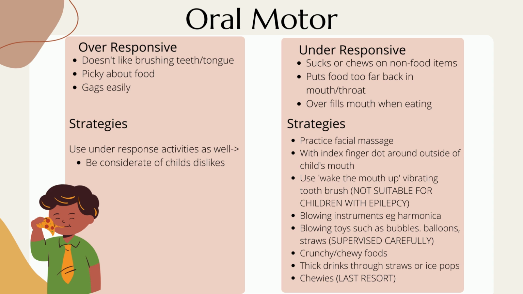Blowing instruments such as a harmonica or recorder, and blowing toys such as bubbles and balloons under supervision, can be another great tactic for children who are under and over responsive to oral motor. Feed your child crunchy or chewy foods where possible. You can keep it nice and healthy, like raw carrots or cereal bars. Children may also enjoy thicker drinks, like thick smoothies through straws, as it gives that bit of resistance that other food may not.